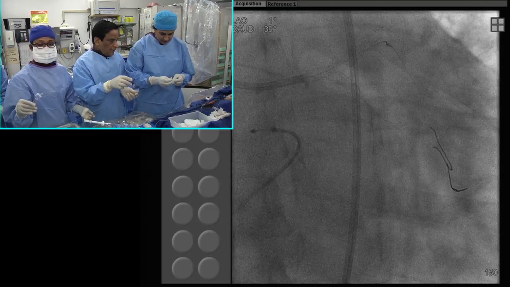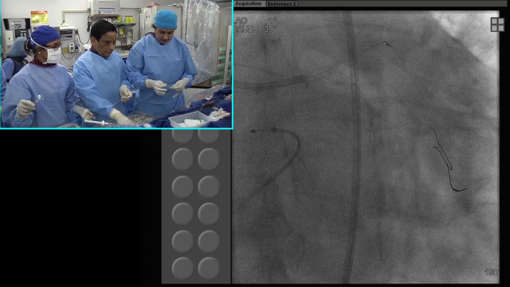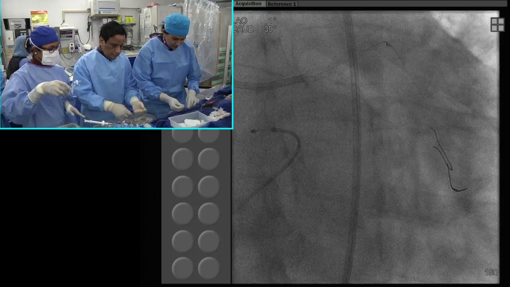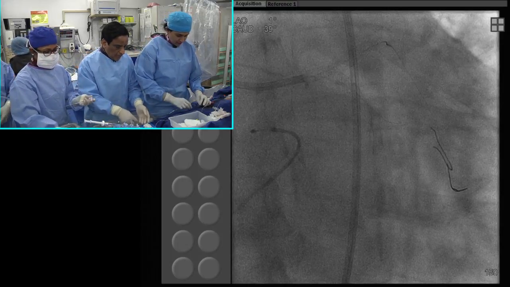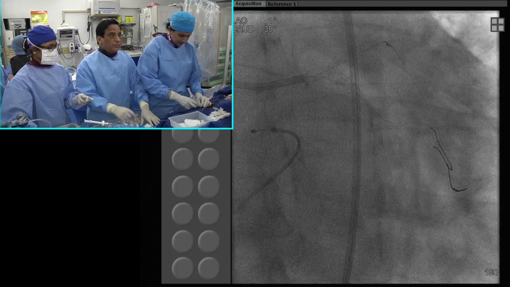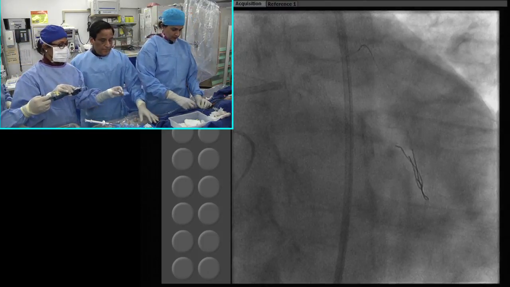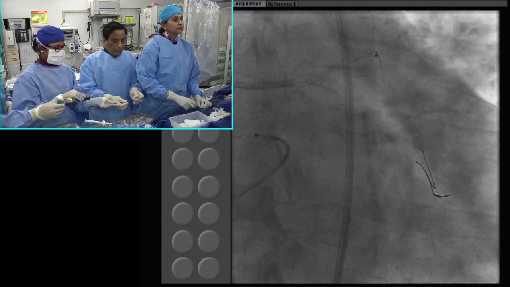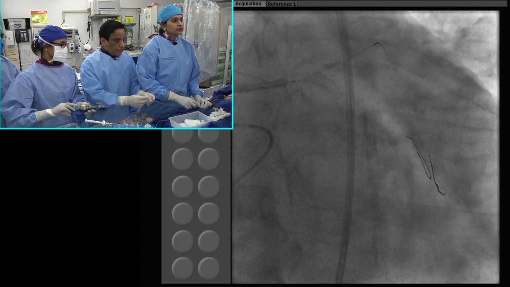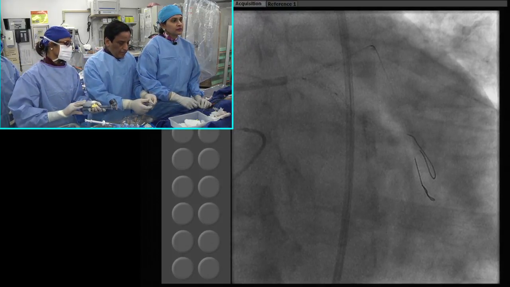How significant do you think BVS will emerge for DES in-stent restenosis? I think conceptually it makes big sense. But the issue there is that the additional metal layer is going to decrease the overall lumen.